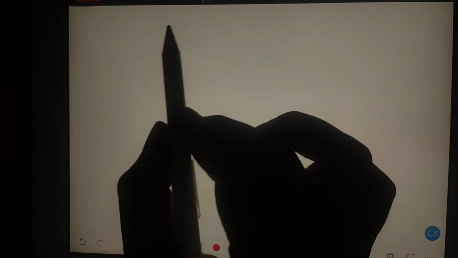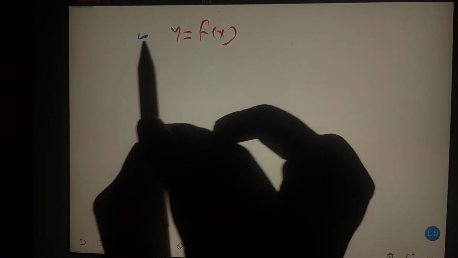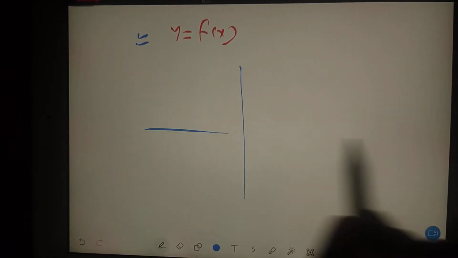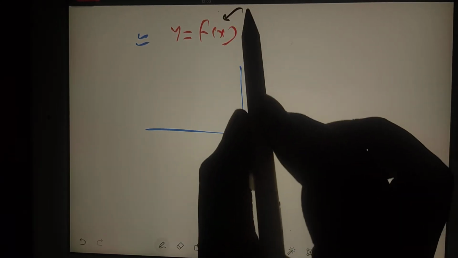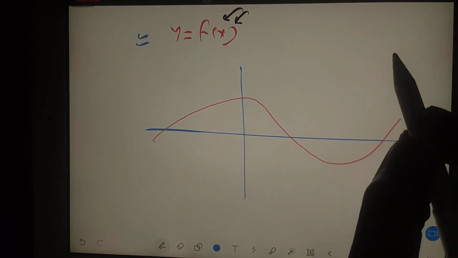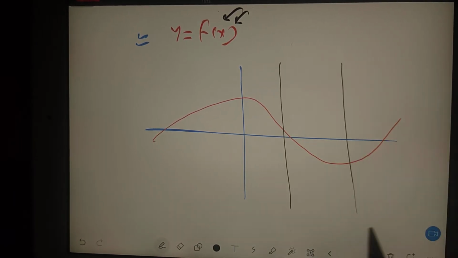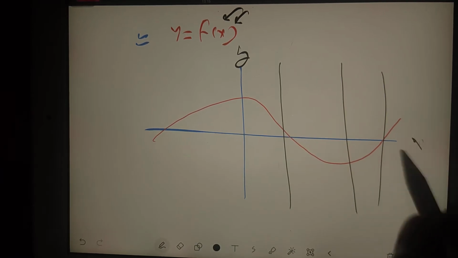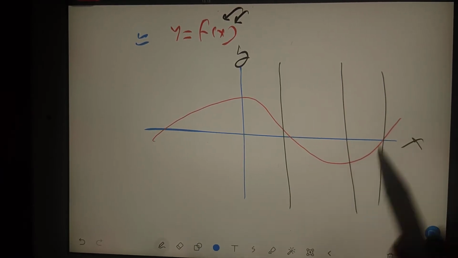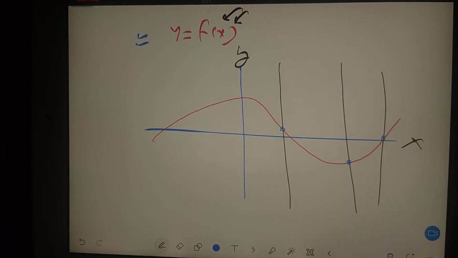For that we have a small trick. Whenever you are defining any function with two variables like y is equal to f(x), there is a condition. This function will exist if and only if you draw the graph for this f(x). Just an example, I am drawing this graph. Now you want to check whether this function exists or not. For that, you draw a line parallel to the y-axis. This is your x-axis.